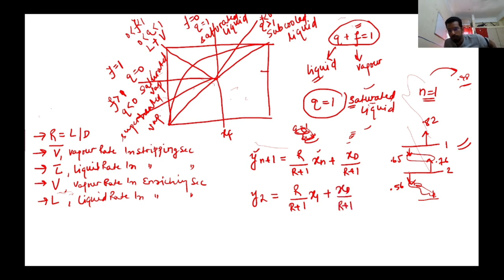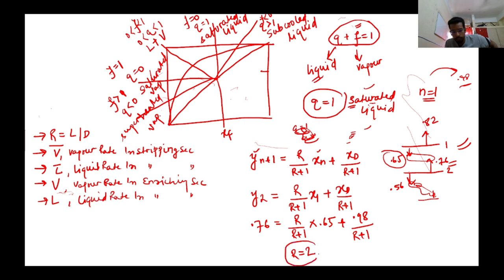So y2 is 0.76. y2 is 0.76 equals R upon R plus 1 times x1, that is the x value at the first plate, 0.65, plus x(D), we have 0.98 in the question, upon R plus 1. We have to find R, the reflux ratio. Okay, so from here R will be 2. You can calculate, right? Now R is written as L by D.